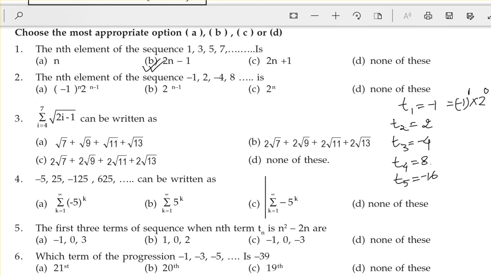Okay, sir, why are you writing like this? Please give me a few seconds, then I'll show you why I'm writing like this. Minus 1 raised to the power 2, what will this be equal to? It will be 1 into 2 raised to the power 1. It is 2 into 1, that is 2, correct? Minus 1 raised to the power 3, minus again, and 2 raised to the power 2. See, the power is increasing, 0, 1, 2, and here 1, 2, 3.